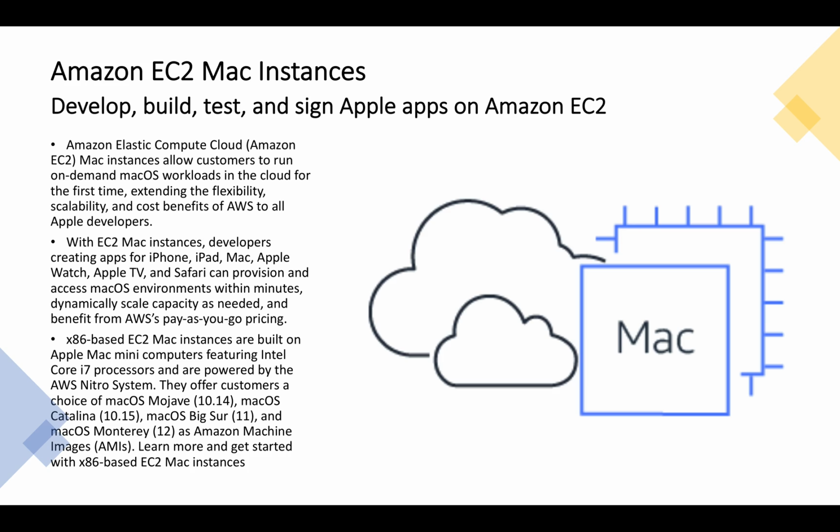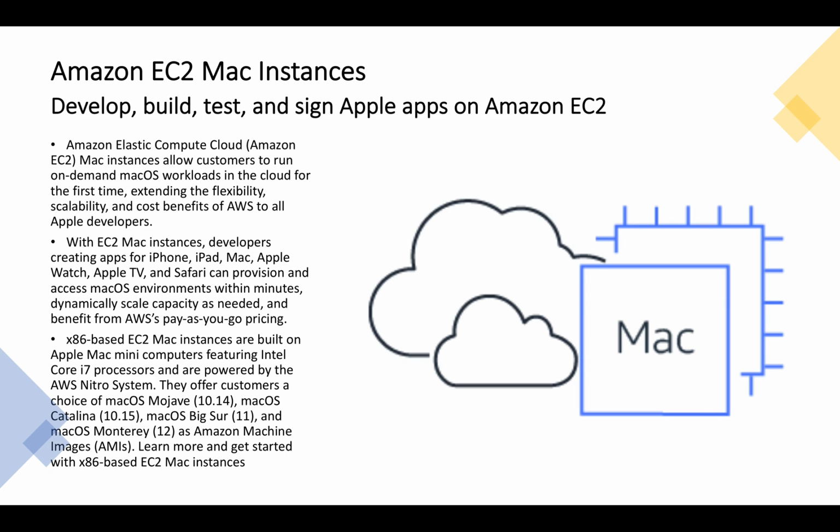With EC2 Mac instances, developers creating apps for iPhone, iPad, Mac, Apple Watch, Apple TV, and Safari can provision and access a macOS environment within a few minutes. It hardly takes a few minutes to provision your Mac instances. Dynamically, you can scale it as per the capacity whenever required, and the benefit of the pay-as-you-go model comes into the picture when you work with Mac instances within the AWS world.